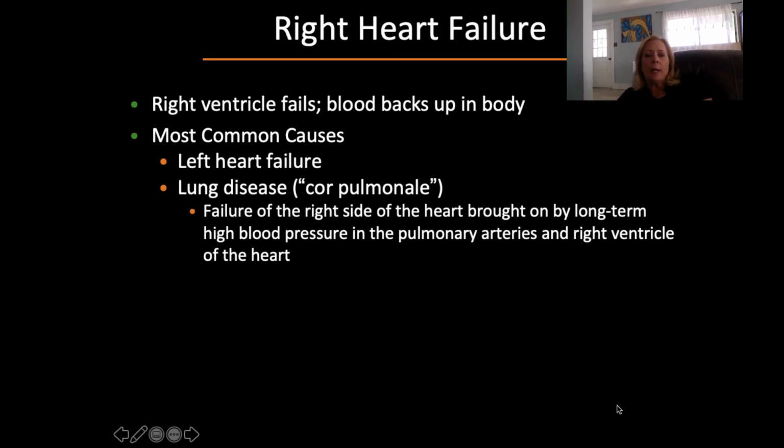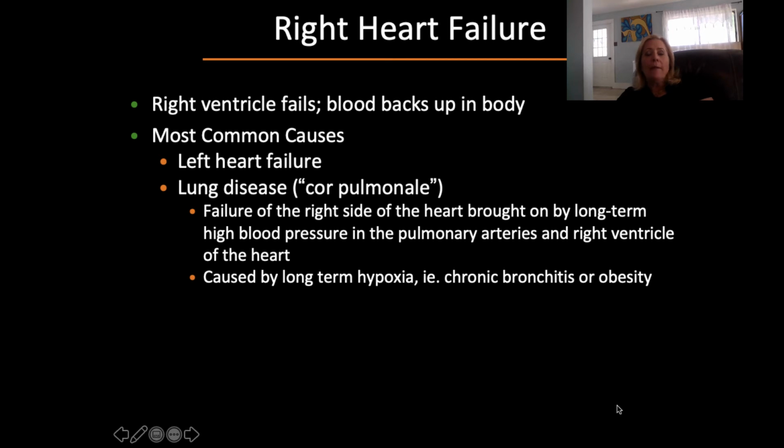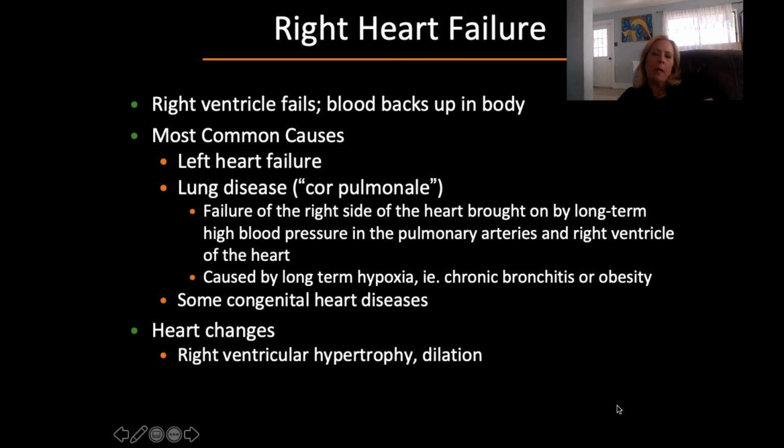Now, another thing that can happen is lung disease, or what's called cor pulmonale, can occur. And this leads to the right side heart failure because this person has long-term high blood pressure in the pulmonary arteries and in the right ventricle of the heart. And this is caused by long-term hypoxia. So like chronic bronchitis or even obesity can cause the cor pulmonale. Some congenital heart diseases, which we'll talk about later, can cause these, and heart changes such as right ventricular hypertrophy or dilation can cause it, as well as right atrial enlargement.